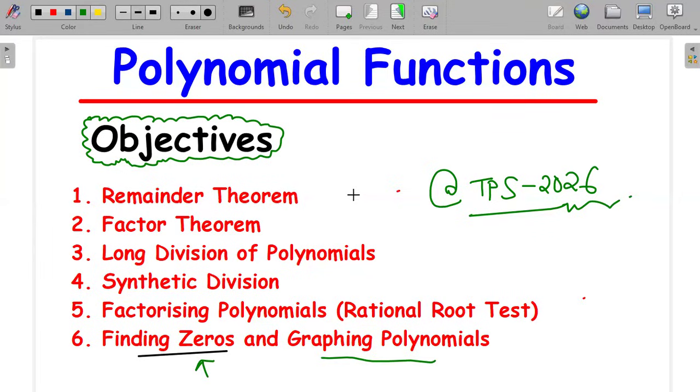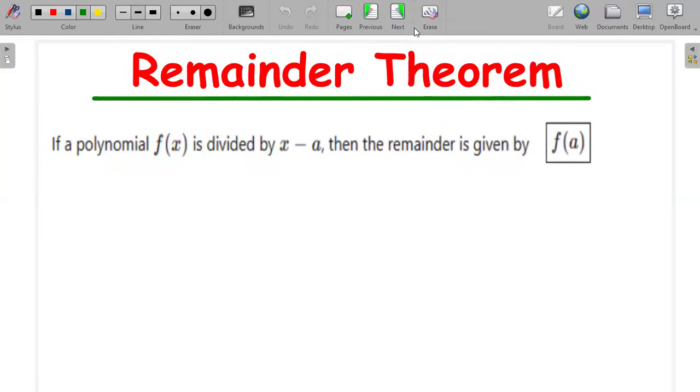But for today, we're going to look at two important concepts. We're going to look at the remainder theorem, and we're also going to look at the factor theorem. We're going to look at these two theorems today. All right, so let's start with the remainder theorem. We're going to start with the definition.